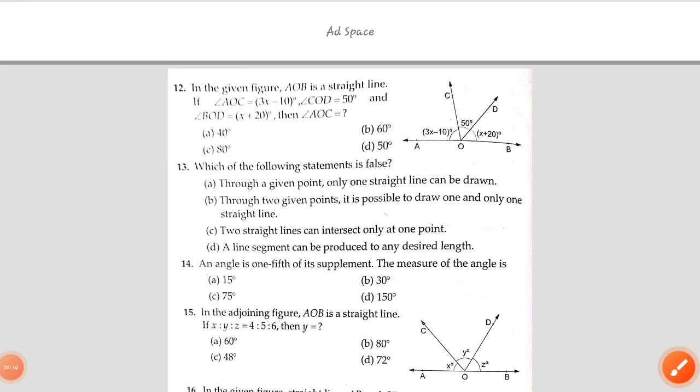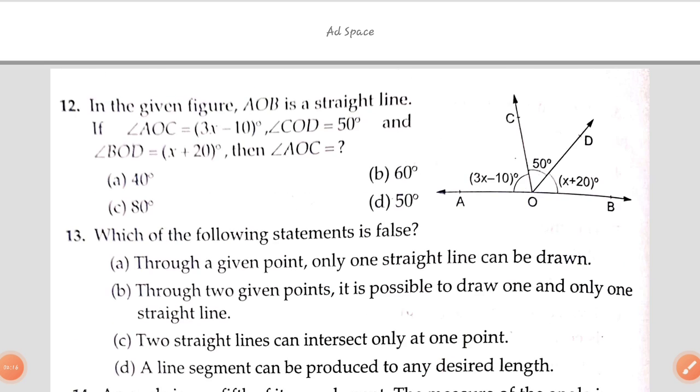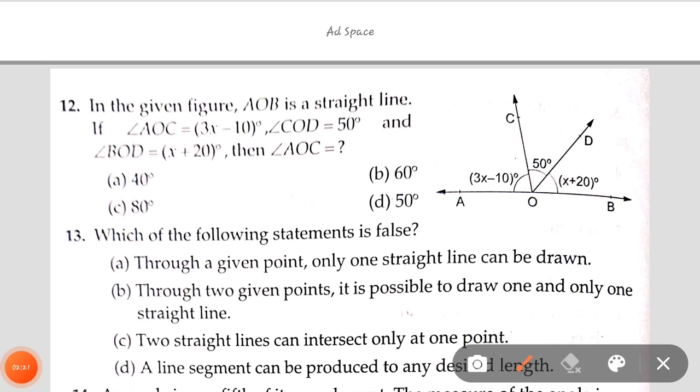Now 12 number, a similar question. In the given figure AOB is a straight line. Angle AOC is equal to 3x minus 10, COD is equal to 50 and BOD is equal to x plus 20. Then we have to find angle AOC.